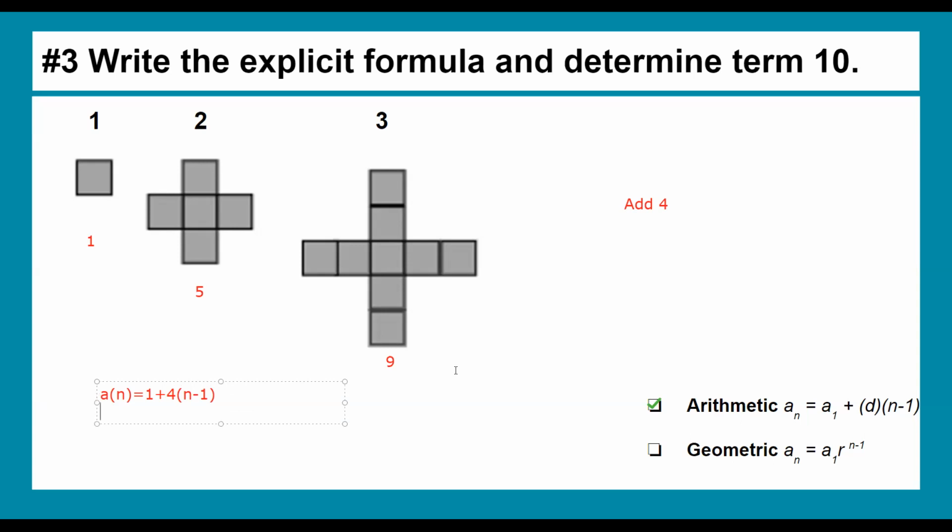So I could draw out these figures if I could recognize the pattern, and I could count up all the squares in that 10th term. However, that's a lot of work. So we're going to say a of 10. Notice I replaced the n with a 10. So we're going to do that on the right-hand side as well. So I have 1 plus 4 times 10 minus 1. And you can use a calculator to simplify this, but this is 1 plus 4 times 9. 9 times 4 is 36, plus 1 is 37. So if I drew this out 10 terms, the 10th term would have 37 squares.